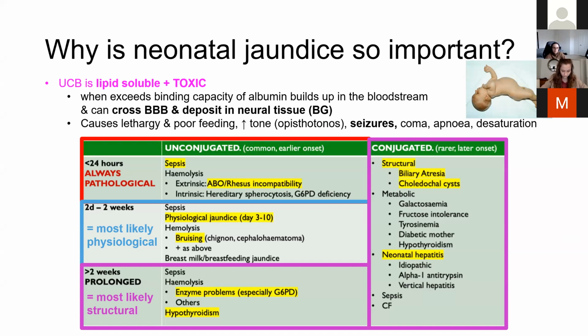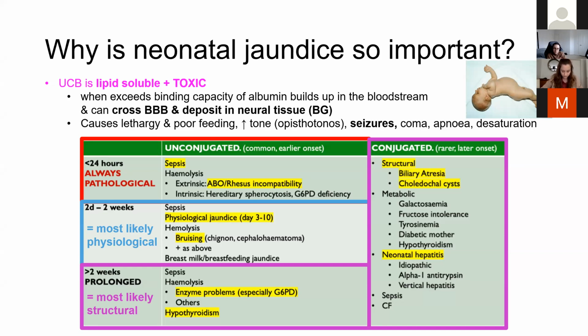Hopefully that makes sense. So why do we actually need to worry about neonatal jaundice? That's mainly because unconjugated bilirubin is lipid soluble and toxic. I'm sure everybody's aware that if it exceeds the binding capacity of albumin in the bloodstream, it can then cross the blood-brain barrier and deposit in neural tissue. That is the big buzzword that everybody gets quizzed on at the hospital.